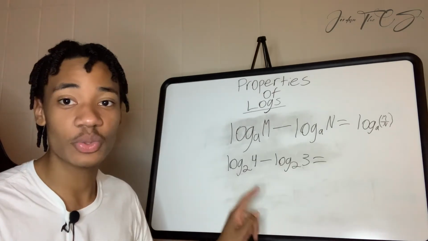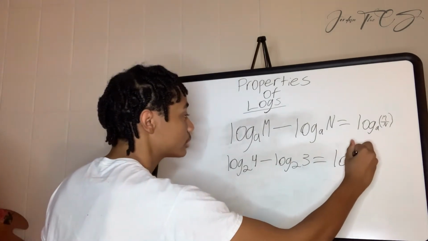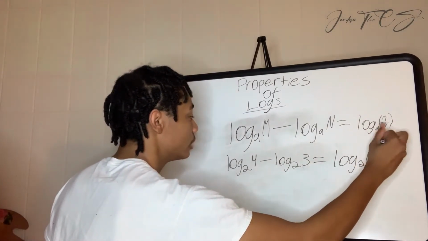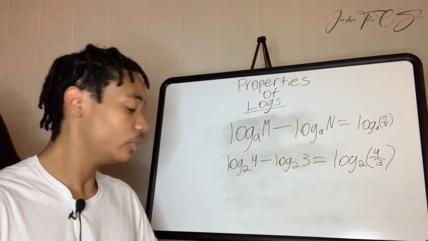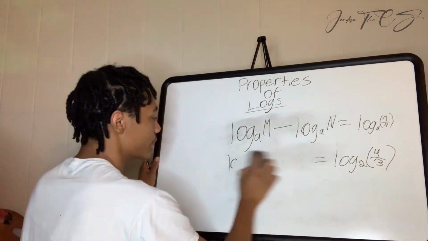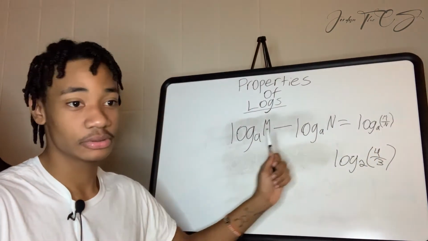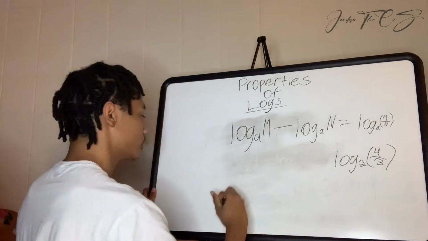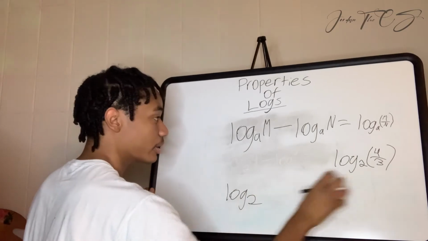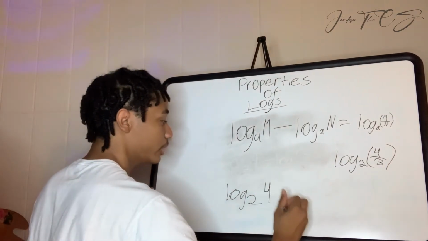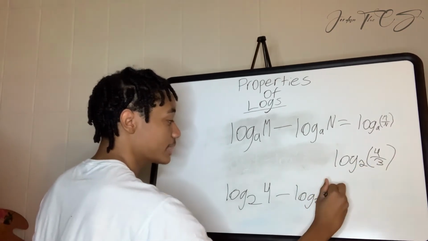So I have log base 2 of 4 minus log base 2 of 3. This is going to equal log base 2 of 4 over 3. Now let's say we weren't even given this first portion at all. Well, you know that they equal each other. So all you're going to do is just reverse it. So you're just going to do log base 2, because it's right there, and then this is m, so you're going to do 4 minus log base 2, and that's n, 3.